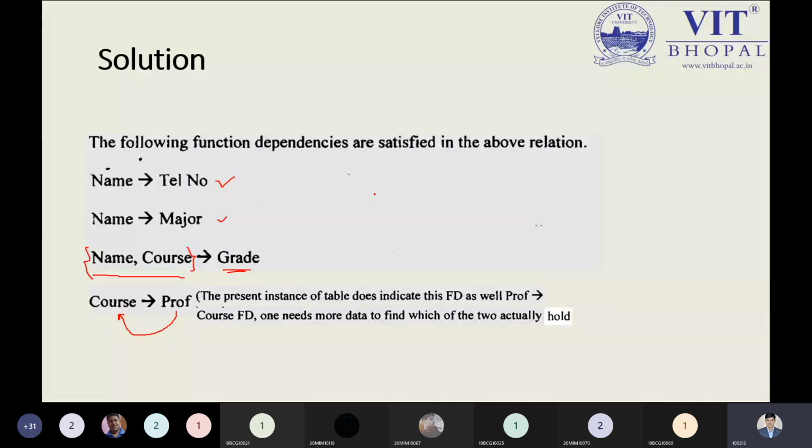So what the university offers with this course, then I am able to choose only a limited number of courses, because some courses are not offered in this semester. That's the reason. So the present instance of the table does indicate this FD as well as the professor course FD. One needs more data to find which two actually hold. That is a point we have to keep in mind. Functional dependencies you have to identify by your common sense and your idea. It requires a little practice to understand.